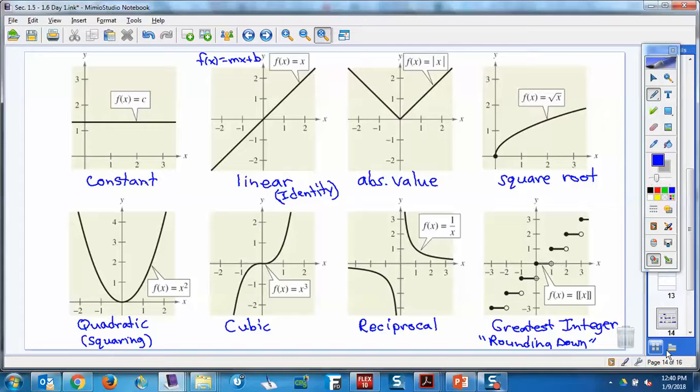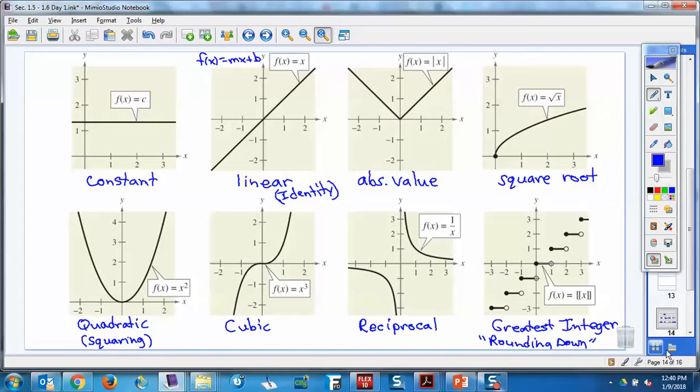So if you look at the graph, it kind of makes sense. 0 would round down to 0. 0.1, 0.2, 0.3, 0.4, 0.5, all the way to 0.9, rounds down to 0. But then when you get to 1, it jumps up to 1. 1.1, 1.2, 1.3, all the way to 1.9, rounds down to 1. And then at 2, it jumps up to 2. Make sense? Sometimes called a step function. Okay, it's definitely a piecewise kind of function, right? But that's called the greatest integer function.